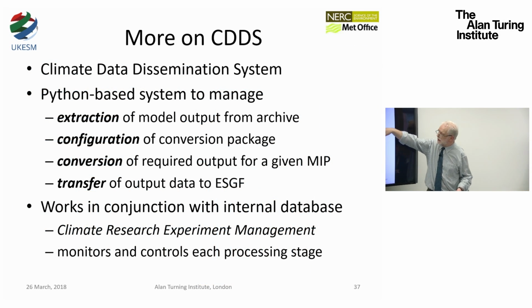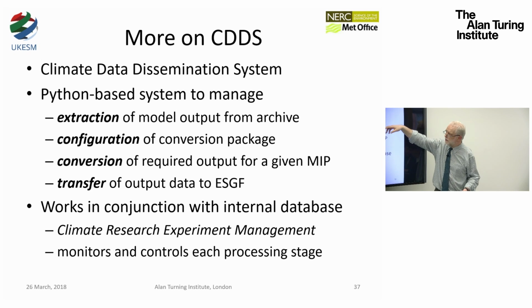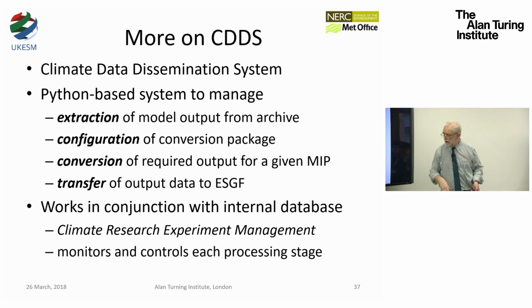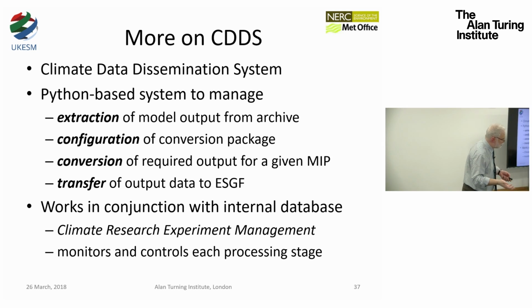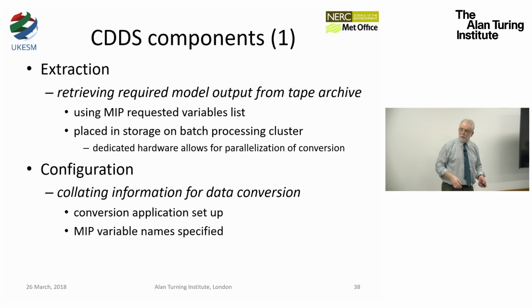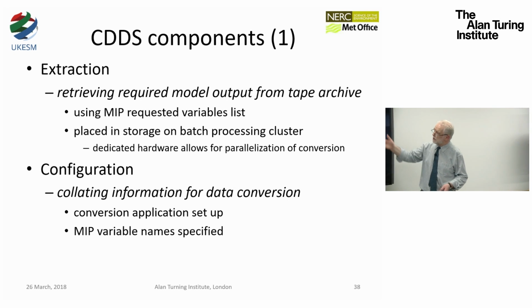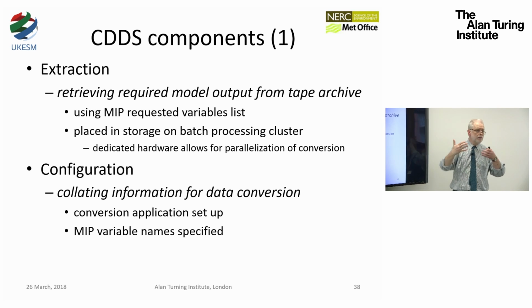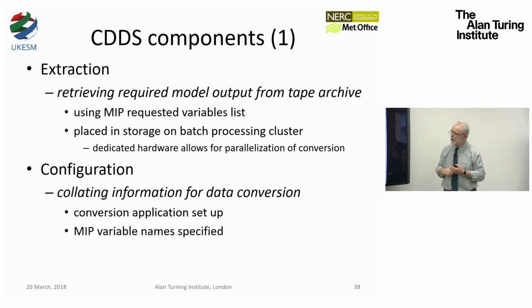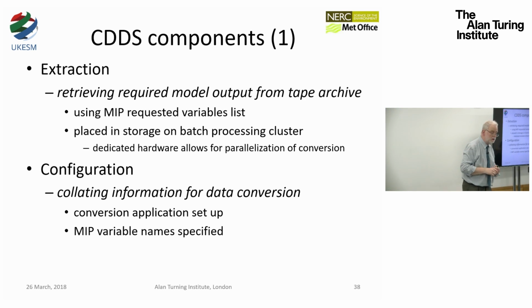We've got this climate data dissemination system, Python-based, to manage the extraction of the model output from the archive, configuring the conversion package, converting it for a given MIP, and then transferring that output data to ESGF. And it works in conjunction with this internal database that we've developed to monitor and control the processing stages. So this extraction step uses the requested variables list. We pull out the model output that we need and place it in storage on a batch processing cluster, because doing this conversion, although it's tedious, is something that's easily parallelized.